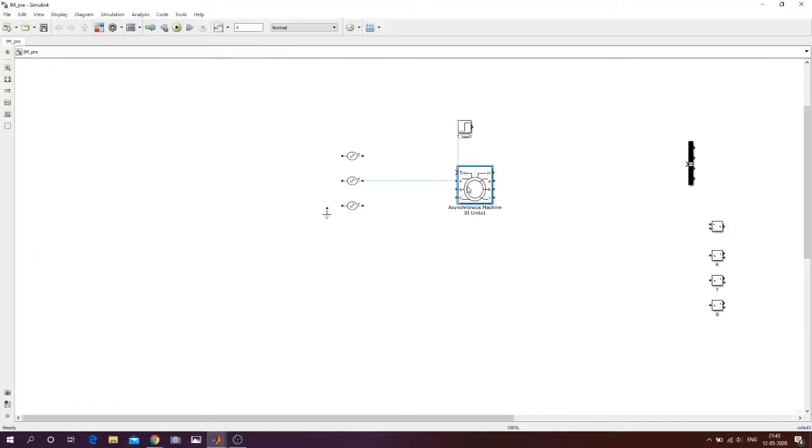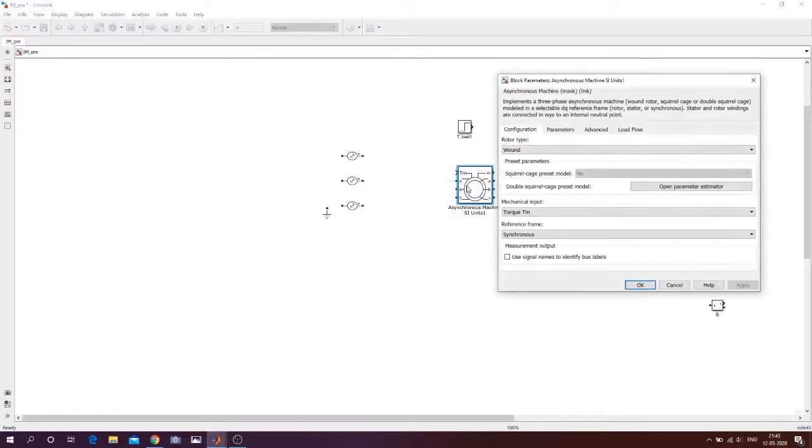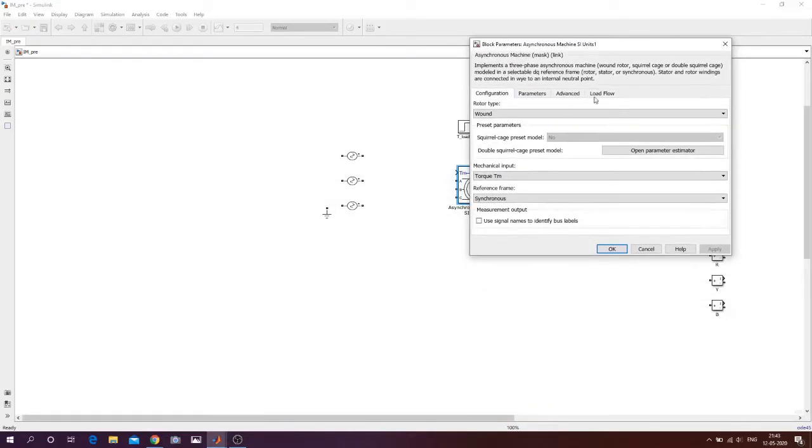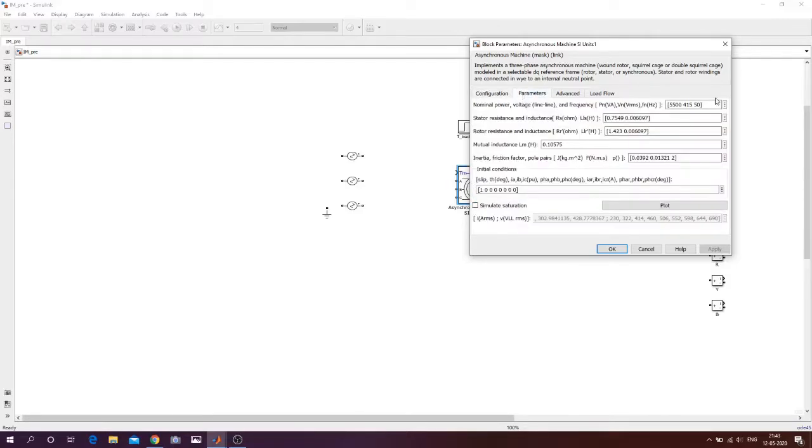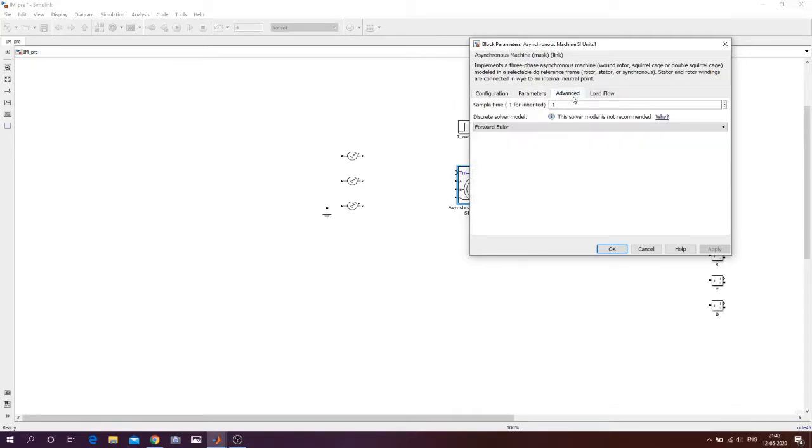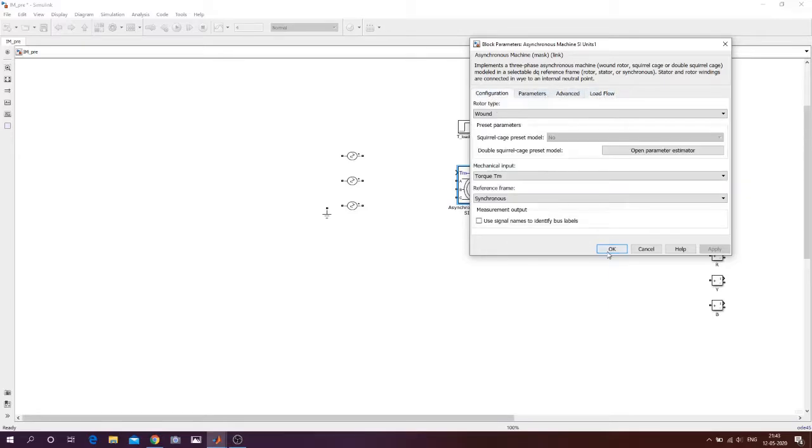Okay, so this is an asynchronous machine. If you click on it, the properties will pop up. It is a wound rotor, that means the rotor side is accessible. The mechanical input is torque, and the reference frame is synchronous. I have put the parameters according to my convenience. You can put different parameters also according to your machine or whatever you want to plot. You just see that the slip should be 1 while starting. That should be taken care of, and the other things are okay.